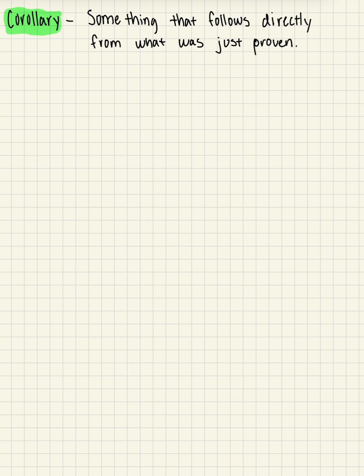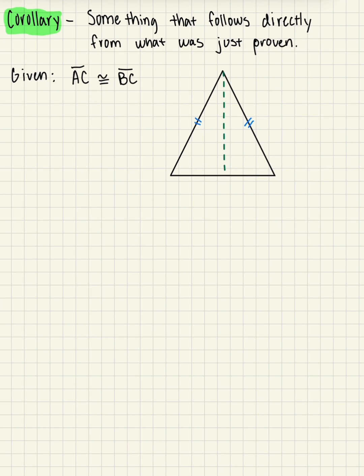So we also talked about wanting to prove that an angle bisector at C bisects AB. So we're gonna start with, we're given that AC is congruent to BC. And here's our triangle. We're gonna have two sides. This one will be equal. And we'll have a bisector.